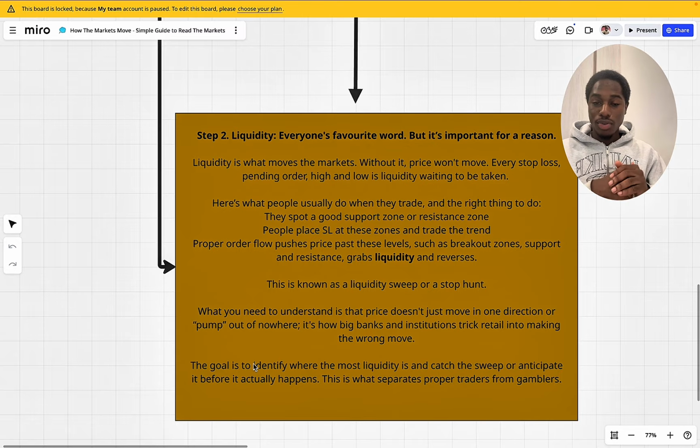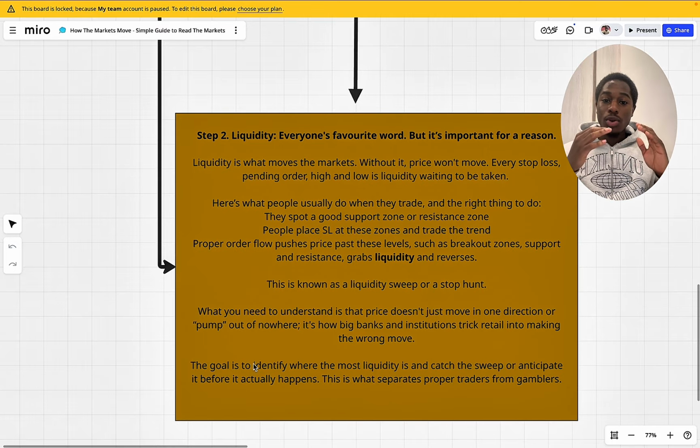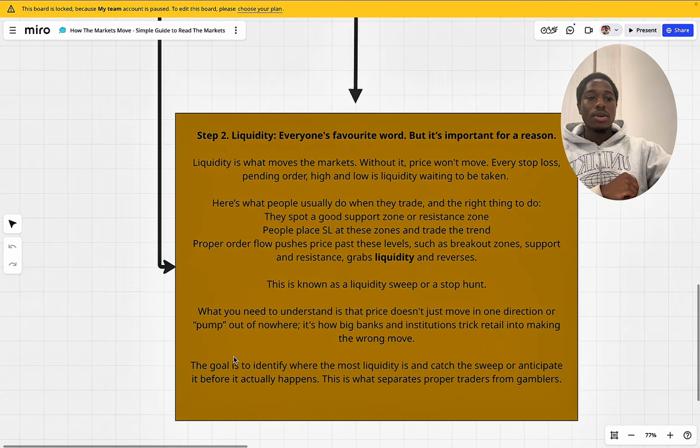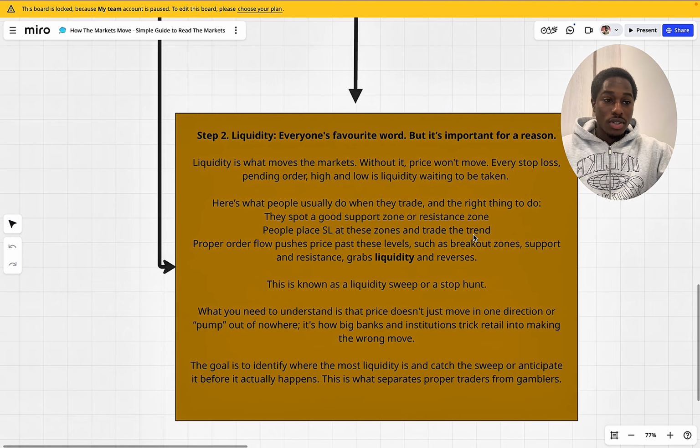So their liquidity is what moves the markets. Every single stop loss, pending order, highs and lows, is liquidity waiting to be taken so that the big institutions can make their move. Now, here's what people usually do when they trade, and this is the right thing to do. What people usually do is they spot a good support and resistance zone. People place their stop losses at this zone and they trade the trend.